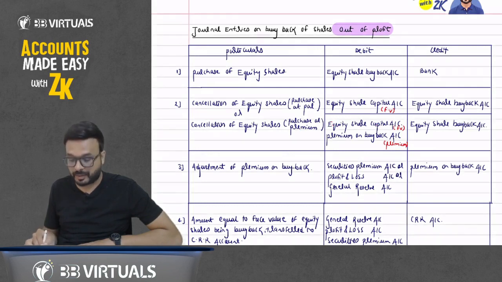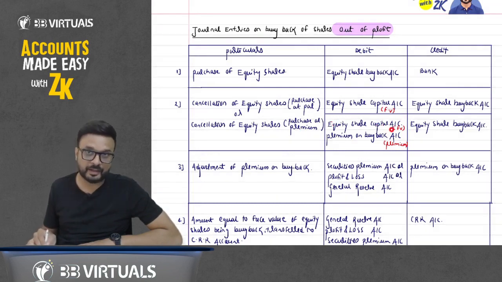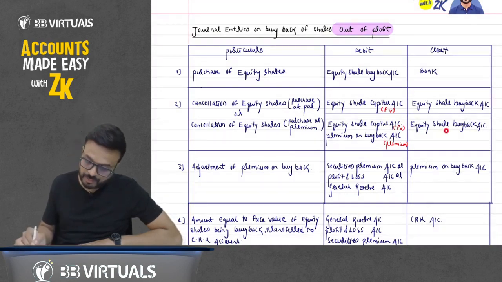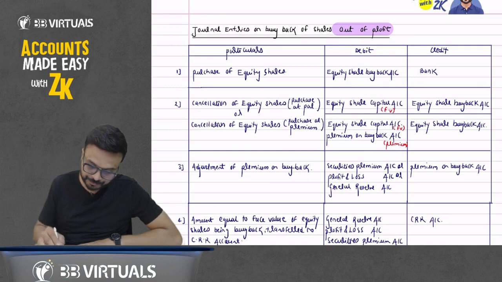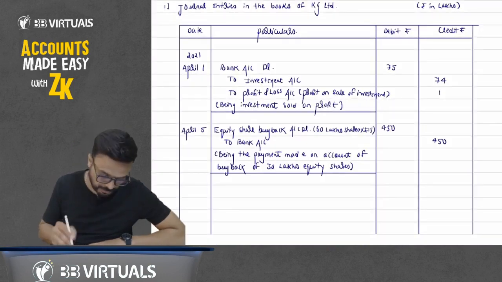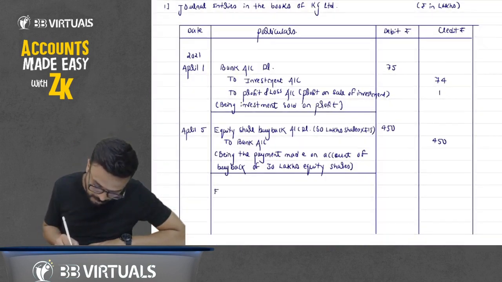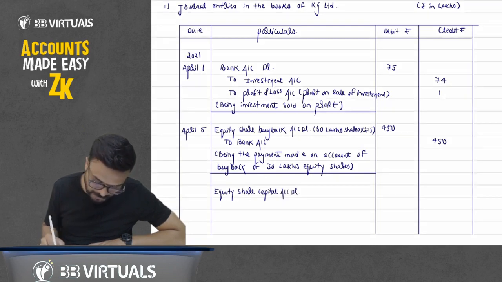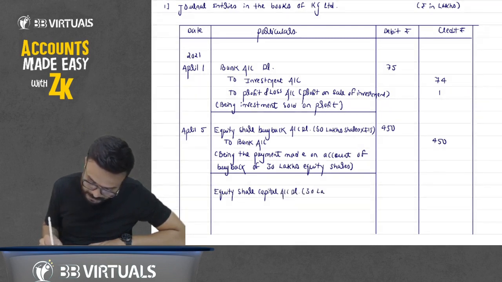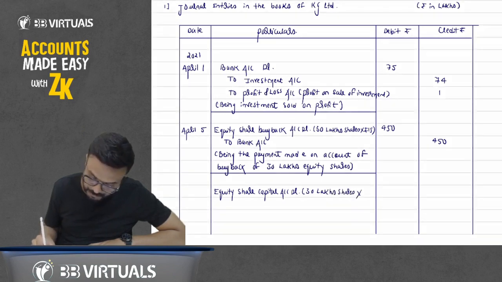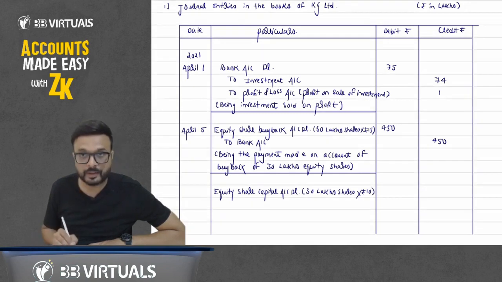Equity share capital account should be debited by face value. The face value is 10. Premium is how much? 5. To equity share buyback account. So write down here, next entry: equity share capital account debit, 30 lakh shares, face value is rupees 10.